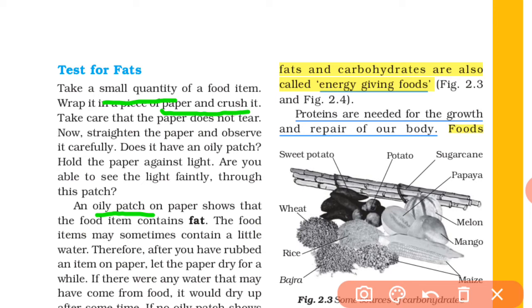If we are following this procedure, we have to let the paper dry for some time, and after drying, if there are still some patches, then those patches will be of fat. Are you getting it? Here we are going to see a video in which we check whether fat is available in it or not. Let us see the video.